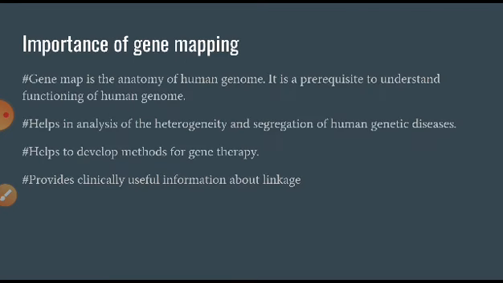Importance of gene mapping. Why does gene mapping have to be done? The gene map is the anatomy of the human genome. It is a prerequisite to understanding the functioning of the human genome. It helps in analysis of the heterogeneity and segregation of human genetic diseases, helps to develop methods for gene therapy, and provides clinically useful information about linkage. So these are very important points by which gene mapping is important for understanding disease spread and disease gene location in different individuals.